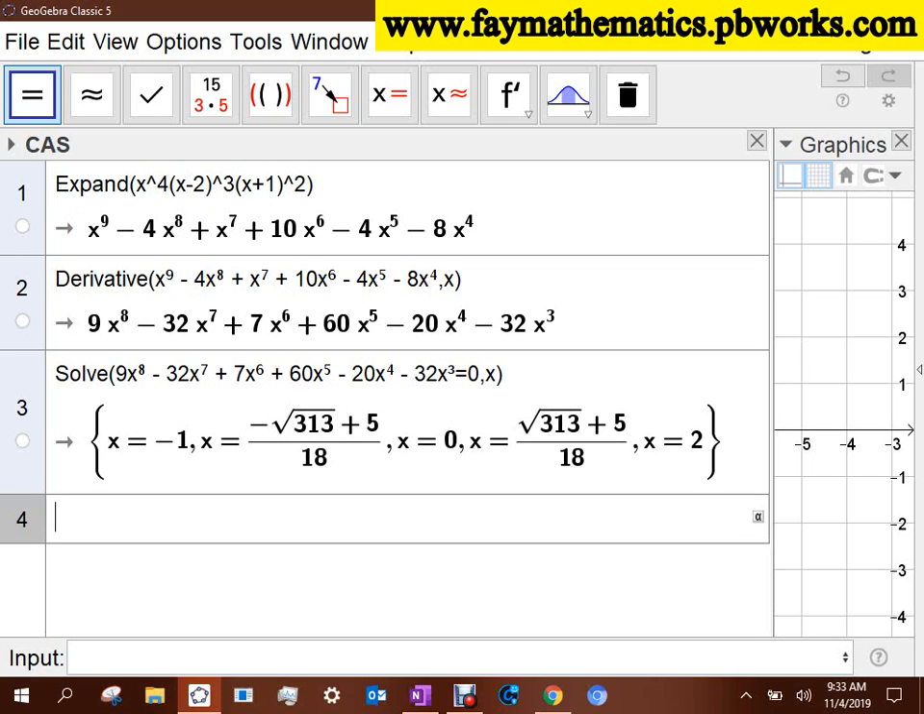Plus 5. I divide that by 18. Gives me negative 0.705. I want to do the other one. So plus 5. So 313, divided by 18, gives me 1.26. Remember that number. This here is 1.26. Okay?